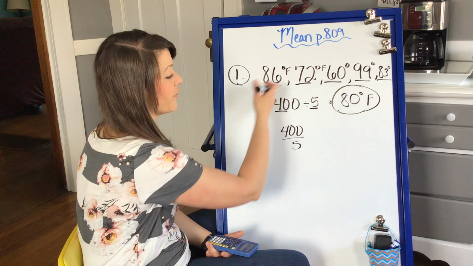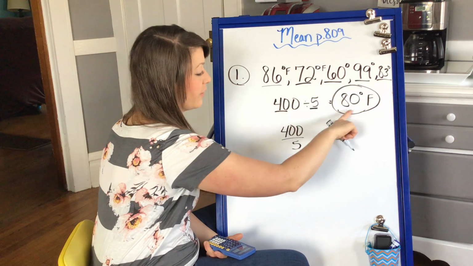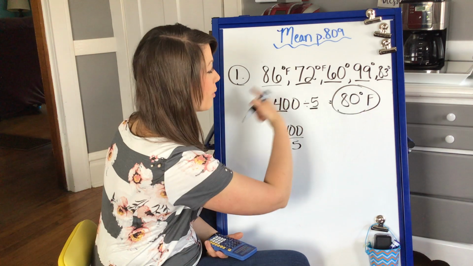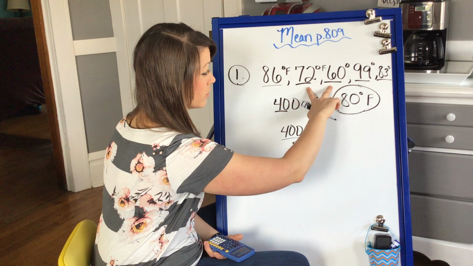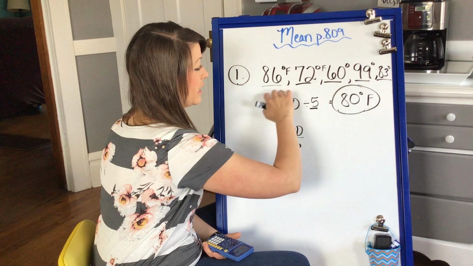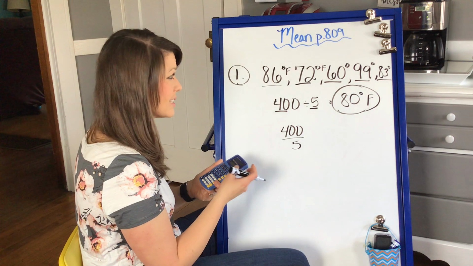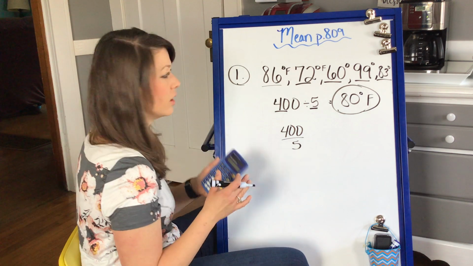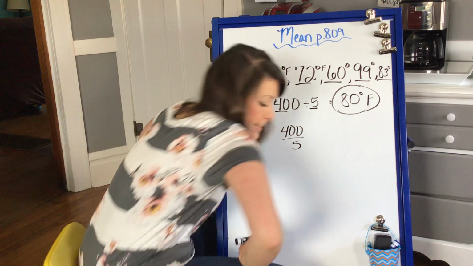Okay, now the last thing you should do, look at your numbers. Would it make sense if I looked at these numbers, 86, 72, 60, 99, 83, if 80 would be the average? It would, because if I were to put these in order, 60 and 72 are the coldest, and then 83, 86, and 99. So it makes sense 80 would be somewhere in there in the middle. Because again, this chapter is about measures of center. So that'd be the first one. So we'll erase.